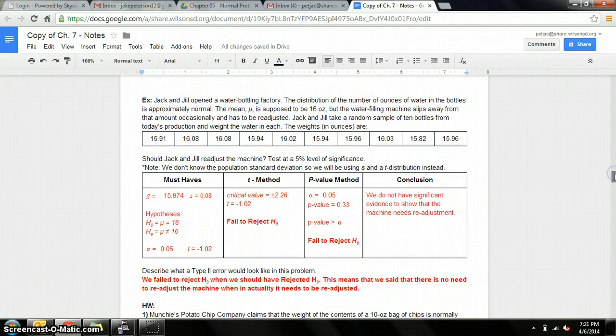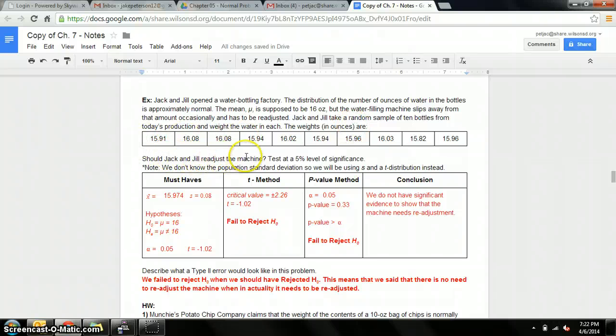So Jack and Jill opened a water bottling factory. The distribution of the number of ounces of water in the bottles is approximately normal. The mean is supposed to be 16 ounces, but the water filling machine slips away from the amount occasionally and has to be readjusted. Jack and Jill take a random sample of 10 bottles from today's production and weigh the water in each. The weights are, and here's our listing of weights.